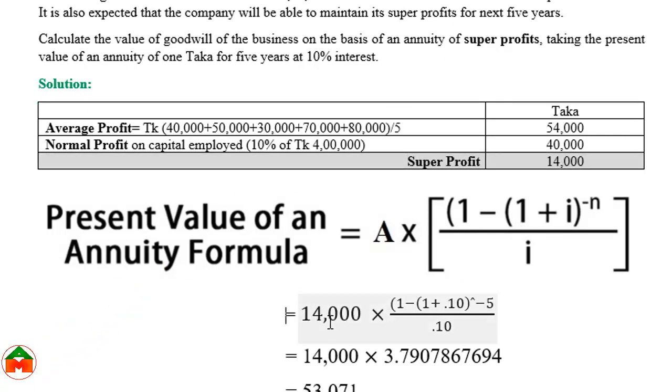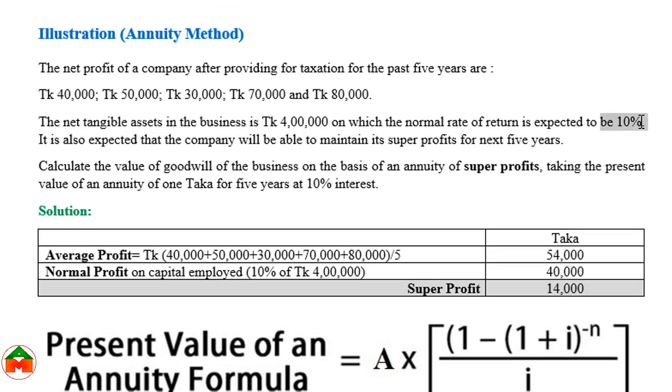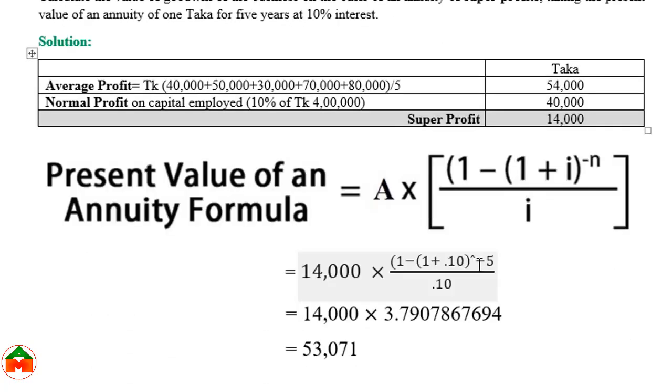The amount of annuity is 40,000, and we can see 1 minus (1 plus 0.10), which is the interest rate. Here you can see the interest rate or normal rate of return. It should be considered as a discounting rate, to the power minus 5. Although this is not visible in a clear way, it should be considered as to the power minus 5. Okay, and divided by i, the interest rate, that means 0.10.